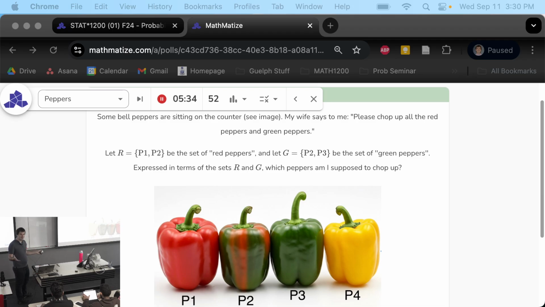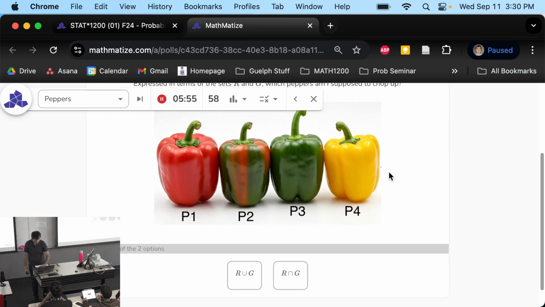This is a problem about, quote, real life, end quote. So I have these four peppers on the counter, and my wife says to me, please cut up the red peppers and green peppers. Please cut them up. You probably know which peppers they are talking about, but the problem is you need to answer in math notation. So you need to tell me, do I mean U or do I mean upside down U?